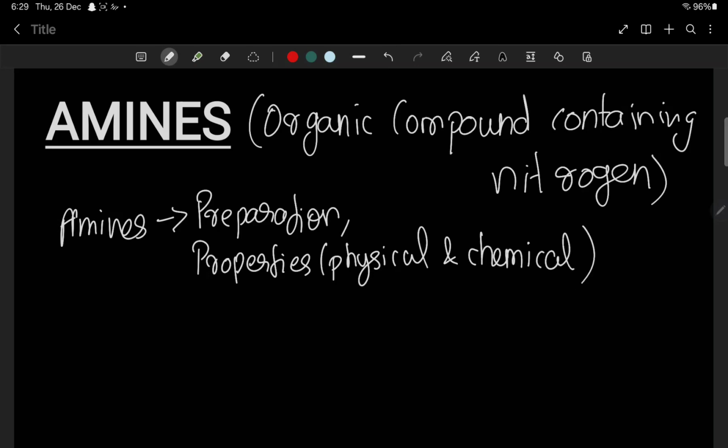Now we have some important reactions, like reaction with thionyl sulfonyl chloride, if I am not wrong, and some important tests in this chapter. So chemical properties are important. Then we have classification, that is primary, secondary, tertiary classification, and we'll be having uses. So this is what we have in amines.